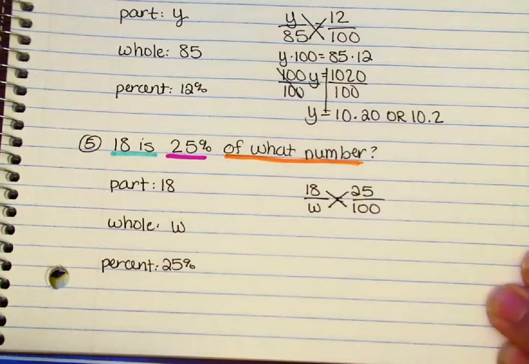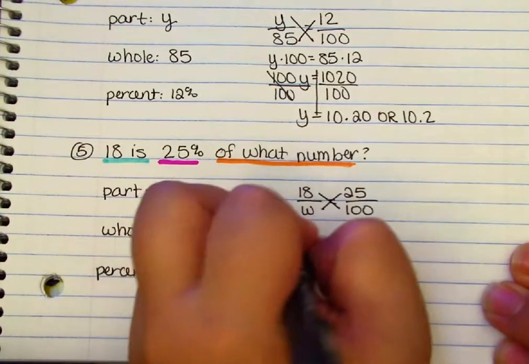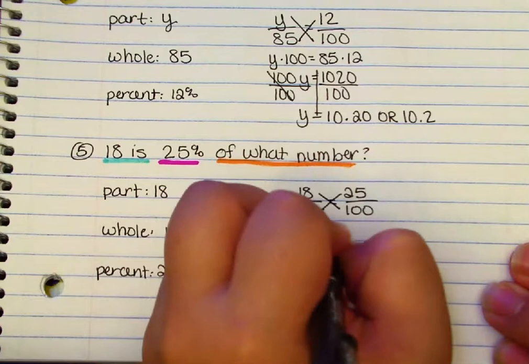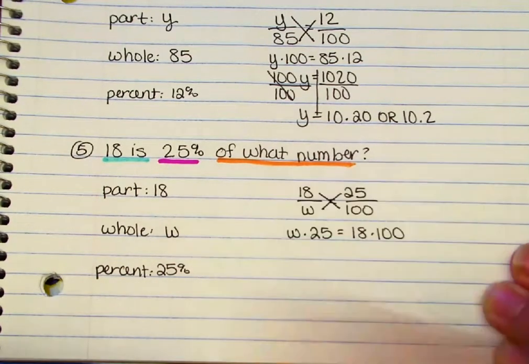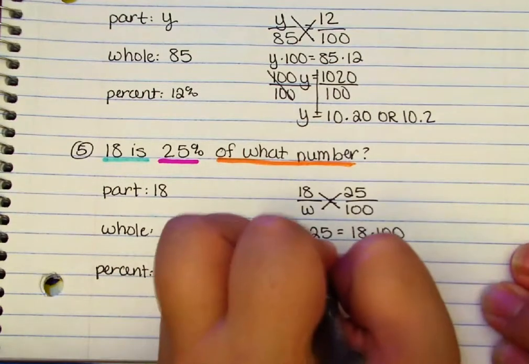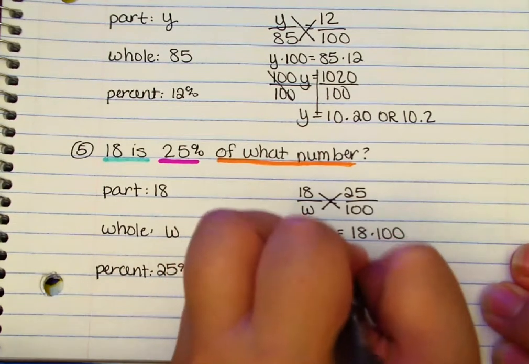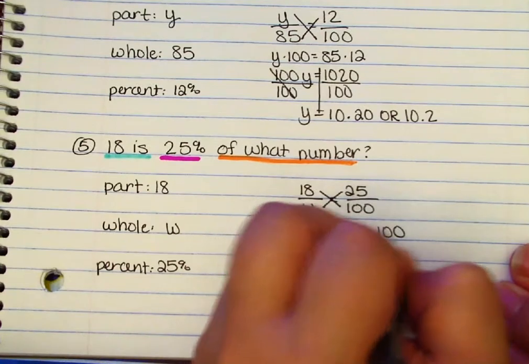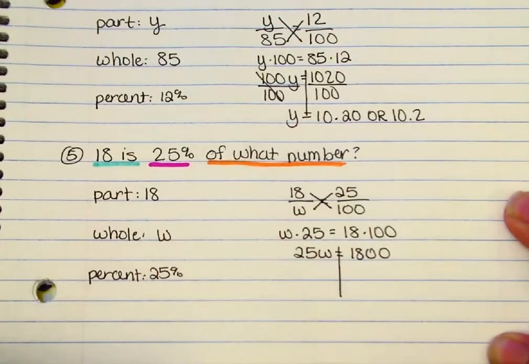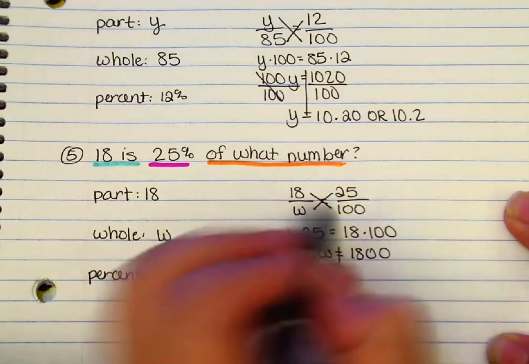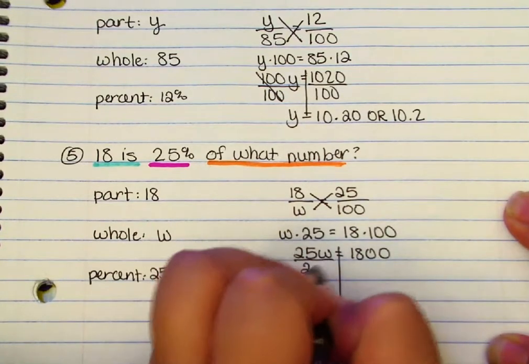Cross multiplication. W times 25 equals 18 times 100. So we get 25W equals 1800. And we are back to that nice one-step equation. To undo the multiplication, we are going to divide.